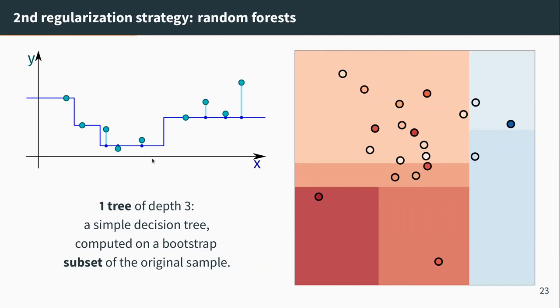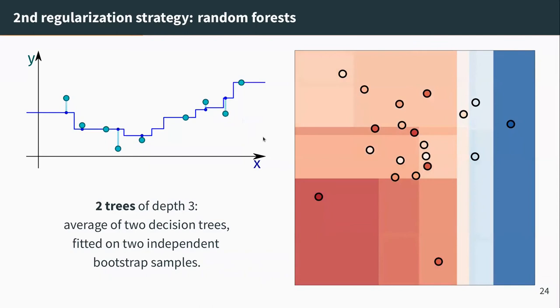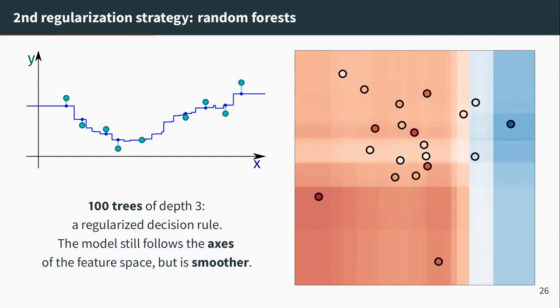if I use one tree of depth three, I just get a single decision tree that was computed on a bootstrap subset of the original sample. Here, for instance, it's quite clear that in my bootstrap sample, this point and this point weren't picked. Otherwise the leaf here would be higher. That's fine, but with one tree, it's completely useless. If you add two trees, five trees, 100 trees, you get something that looks nice. With 100 trees of depth three, you get a pretty regularized decision rule. The model still follows the axes of the feature space, but it's smoother.